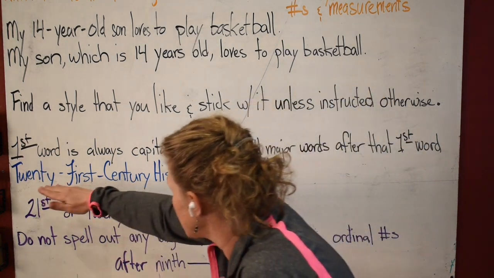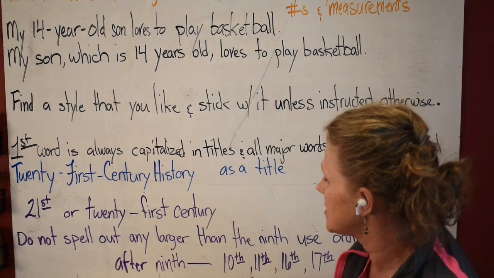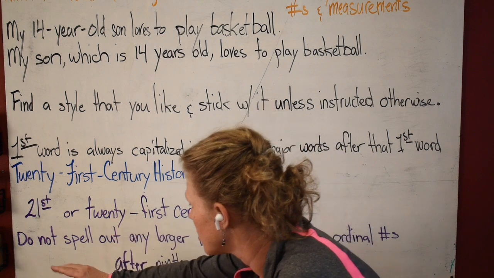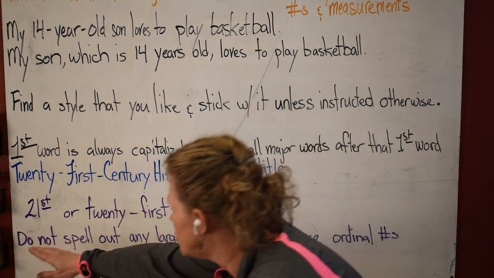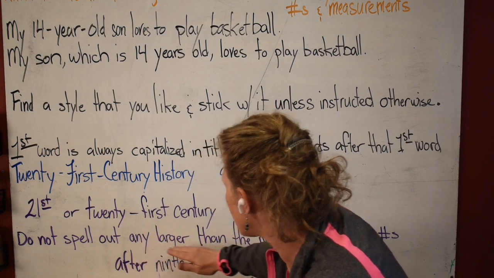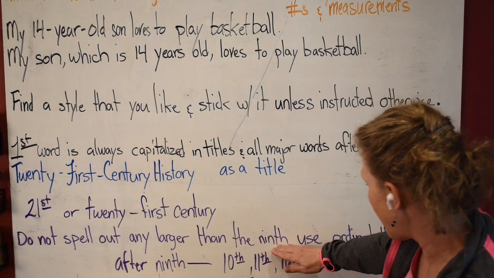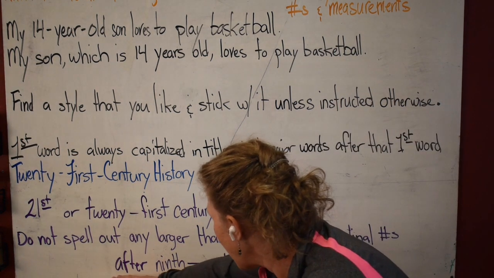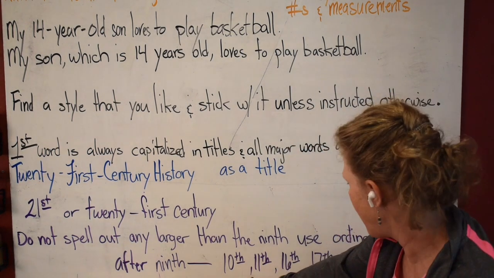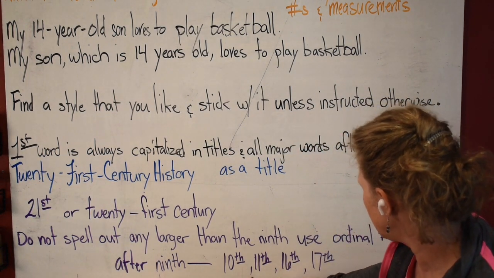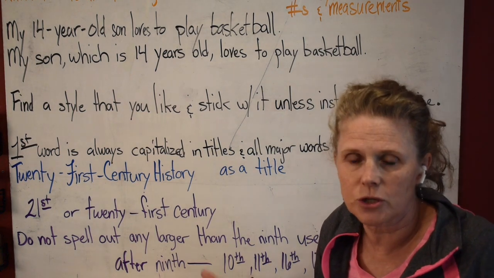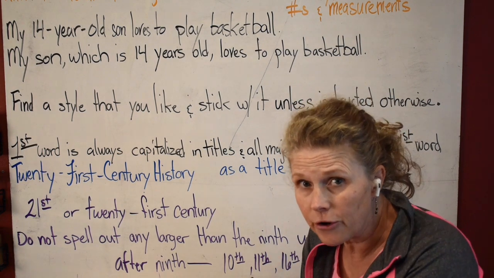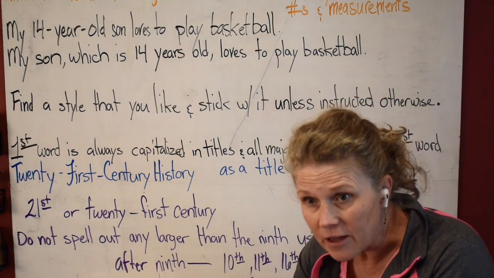But you can do it like this in a title and it looks fantastic. Here's the rule for spelling it out: do not spell out any number larger than the 9th when you're using ordinal numbers. So after the 9th, 10th, 11th, 16th, 17th. What are ordinal numbers? Do you guys understand what ordinal numbers are? First, second, third, fourth, fifth.